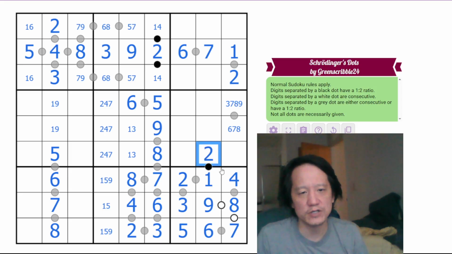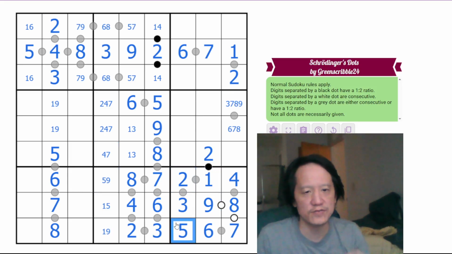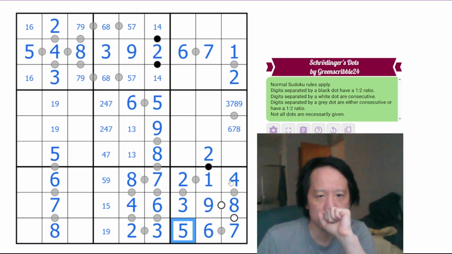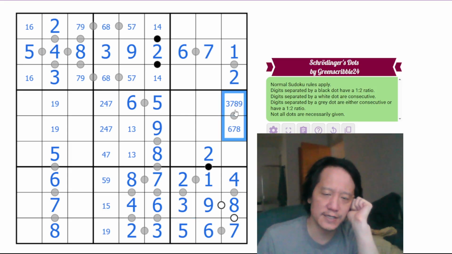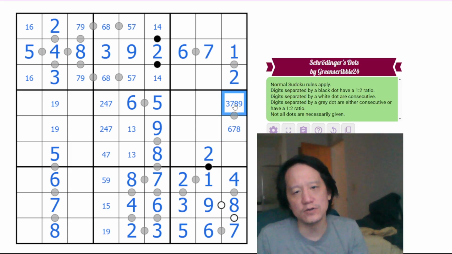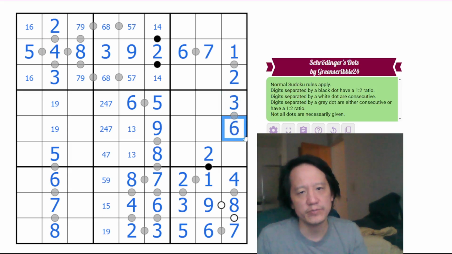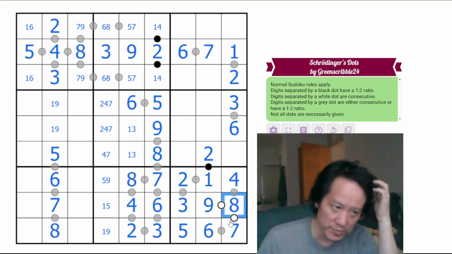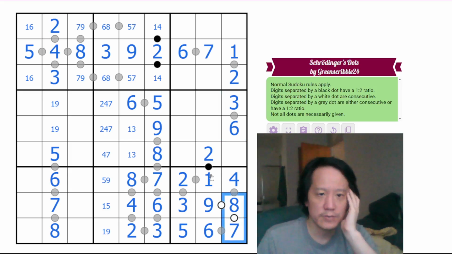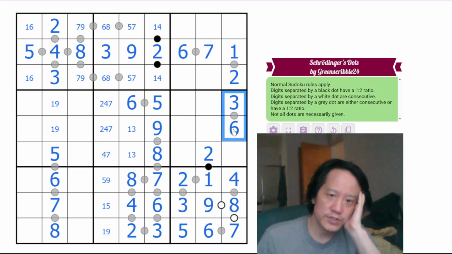Therefore, this is 1 and 2. That eliminates 2 in the rest of the row. This 1 eliminates 1 here. This 5 eliminates 5 here. This cannot contain 7 or 8. The only relationship we have now available is 3 and 6 in a 1 to 2 ratio, because all the consecutive ones were removed from 7 and 8. So this is 3 and 6.